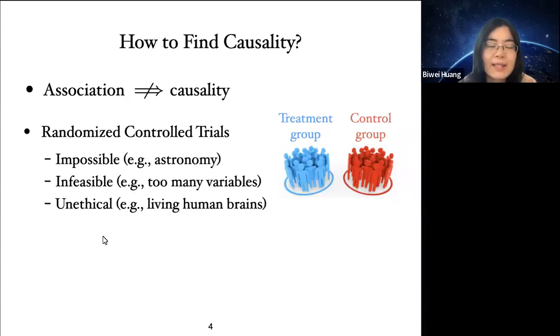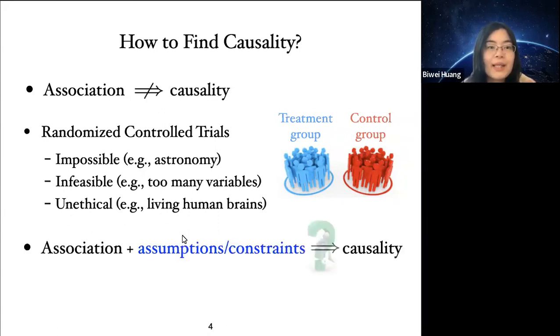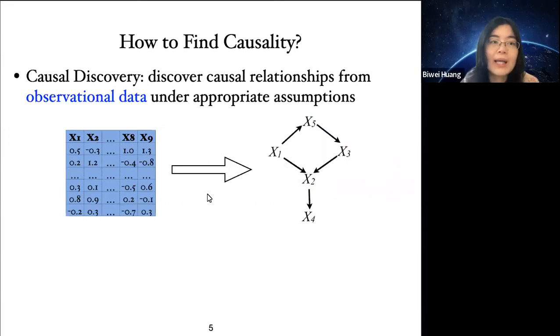However, in many important settings, randomized experiments could be impossible, for example, in astronomy, or infeasible when there are too many variables, or unethical, for example, when investigating the living human brain connectivities. Then, alternatively, can we find causal relationships by analyzing observational data under appropriate assumptions and constraints? Because observational data are much easier to obtain. In this talk, I will show that under appropriate assumptions, we can find causality from observational data even when there are unobserved confounders. And the problem is usually known as causal discovery.